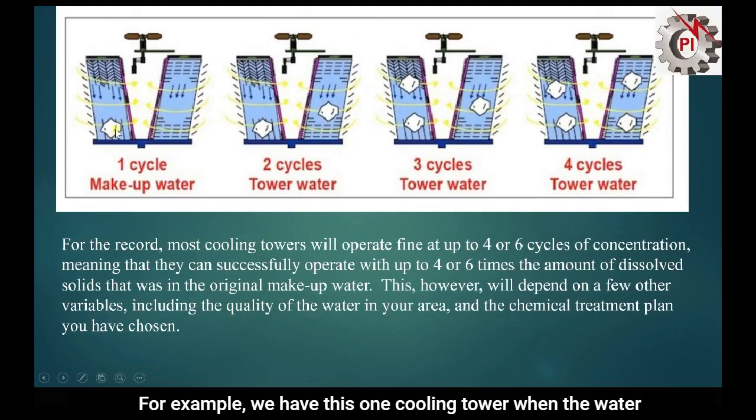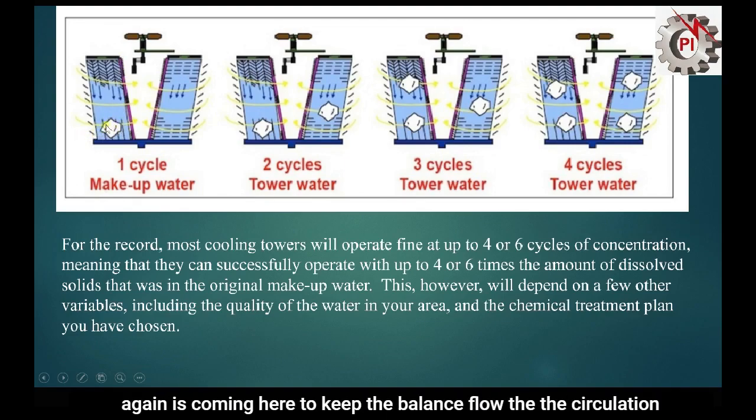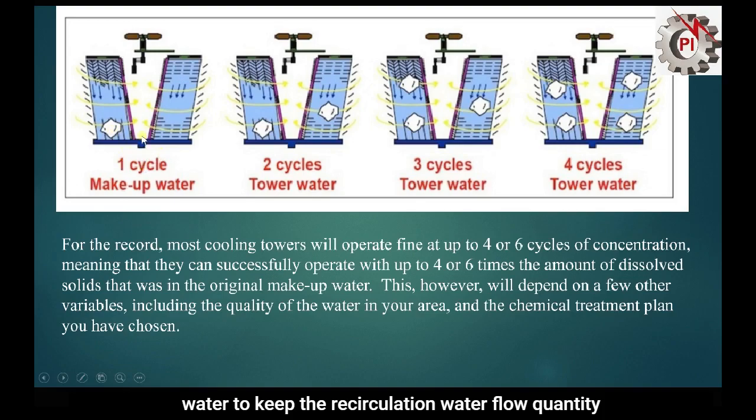For example, we have this one cooling tower. When the water evaporates, there are solid particles remaining here, and the makeup water again comes here to keep the balance of the recirculation water flow quantity. This is what a 2 cycle tower means. In 1 cycle, water evaporates and the makeup water comes, and when the water evaporates it leaves some solid particles here, you can see in the figure, and the makeup water also brings solid particles with it. So the solid particles will be double.